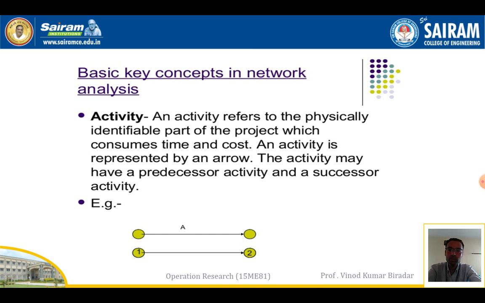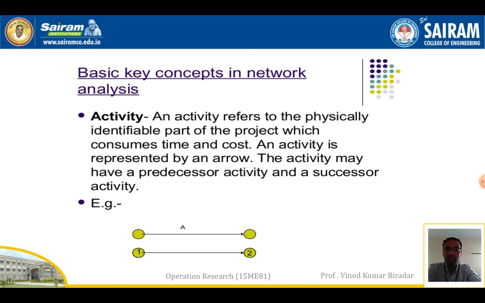Before solving the network analysis problem, we have some definitions related to it. So the first definition is activity. What do you mean by activity? An activity refers to the physical identifiable part of the project which consumes time and cost. So it is a physical identifiable part, and along with that it will indicate the time and cost for a particular job.